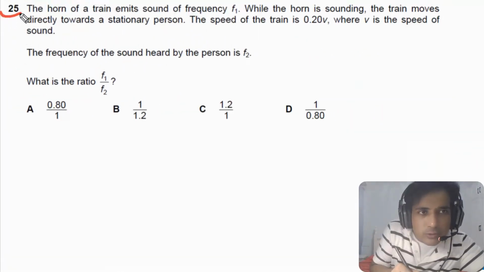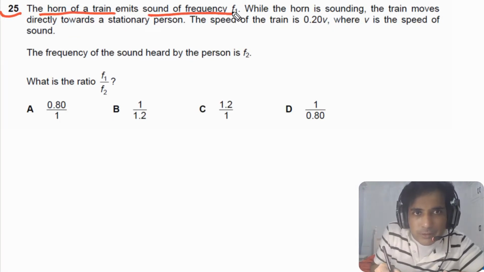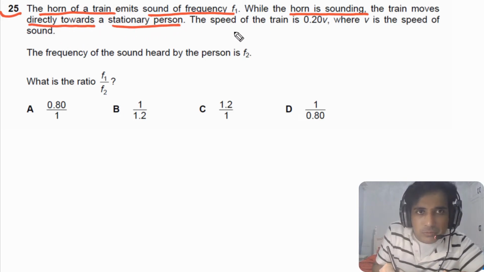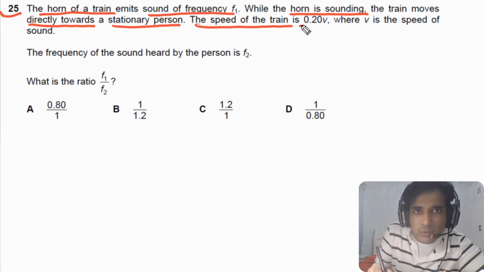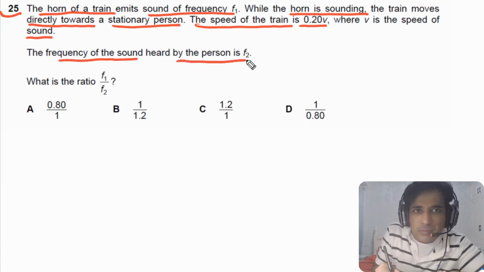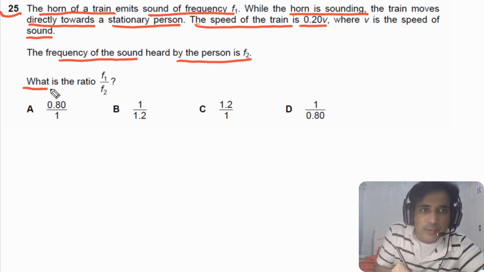For question number 25, it is given to us that the horn of a train emits sound of frequency f1. While the horn is sounding, the train moves directly towards a stationary person. The speed of the train is 0.20 v, where v is the speed of sound. The frequency of the sound heard by the person is f2. We need to find the ratio of f1 over f2.